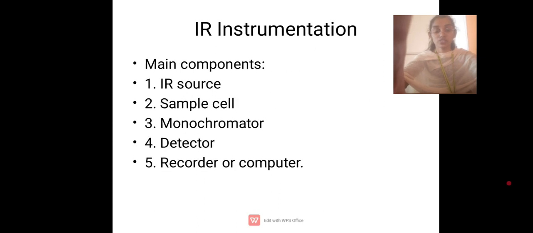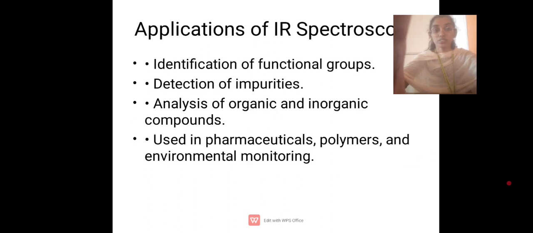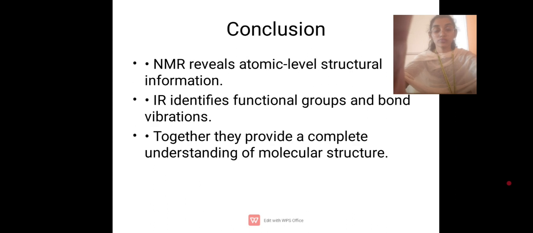IR instrumentation. Main components: IR source, sample cell, monochromator, detector, recorder or computer. Applications of IR spectroscopy. Identification of functional groups, detection of impurities, analysis of organic and inorganic compounds. It is used in pharmaceuticals, polymers and environmental monitoring.